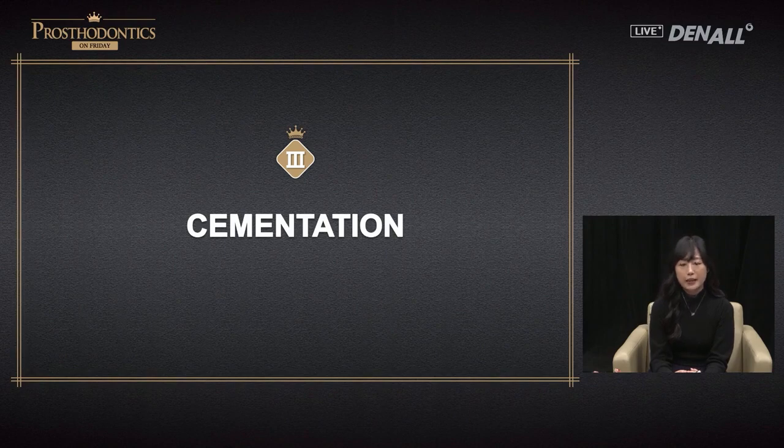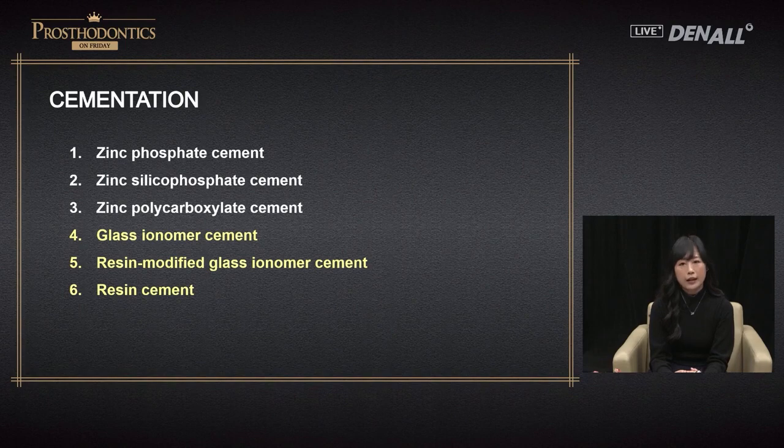Next, I'm going to talk in general about cementation. Before resin cement was developed, zinc phosphate cement was widely used as dental cement. Glass ionomer cement, as well as resin-modified glass ionomer cement with improved physical properties, were introduced, as well as different resin cements. Gradually, adhesive resin cements are taking the place of existing cements.